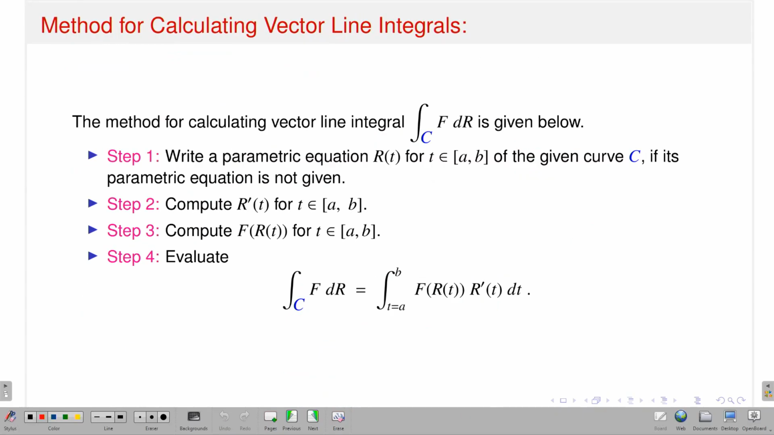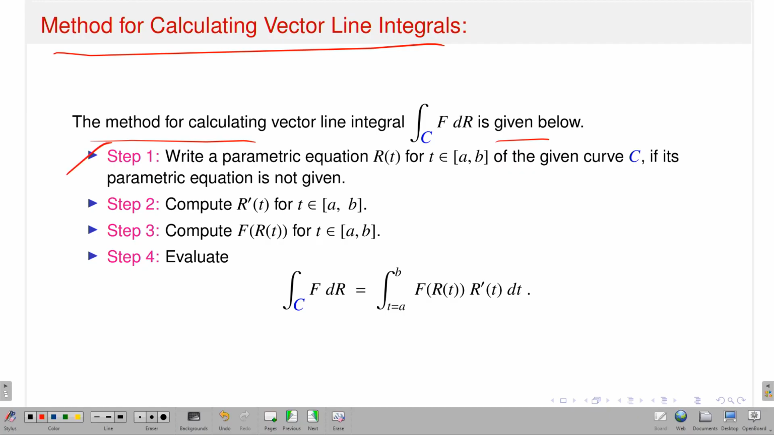Okay, so now let us see, like in the case of the scalar line integral, where I gave a method to calculate it. Similarly, you will have a method for calculating the vector line integral. So, that is what I have written: the method for calculating vector line integrals. How to do that? The method for calculating a vector line integral is given below. That means there are a couple of steps. If you follow them, you will be able to conclude how one can calculate it.